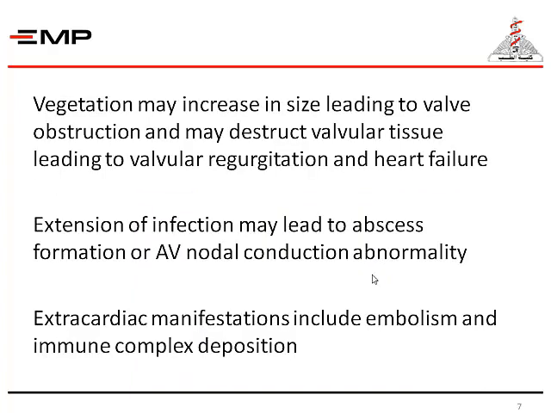Vegetation may increase in size, leading to valve obstruction, and may destroy valvular tissue, leading to valvular regurgitation and heart failure. Extension of infection may lead to abscess formation or extension to the AV node, leading to AV nodal conduction abnormality. Extracardiac manifestations of infective endocarditis include embolism and immune complex deposition.